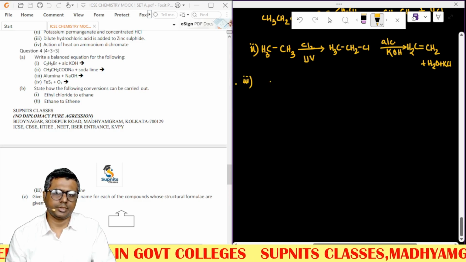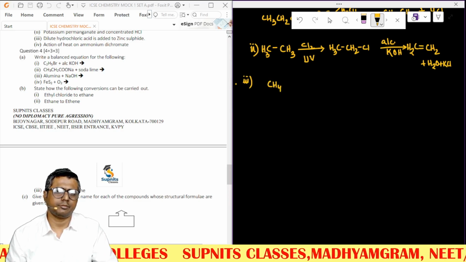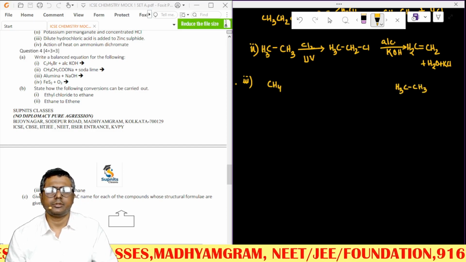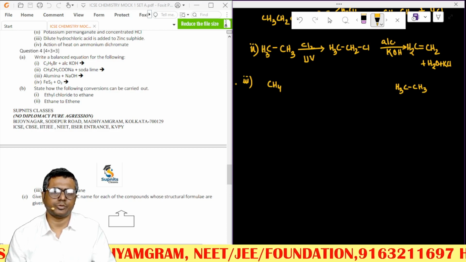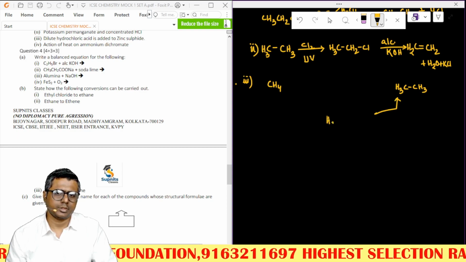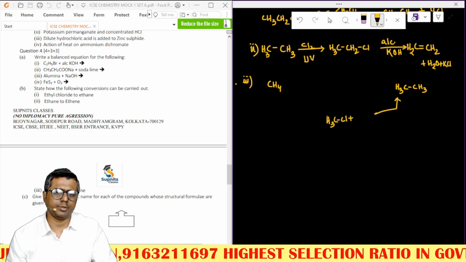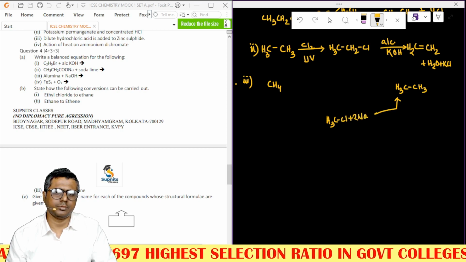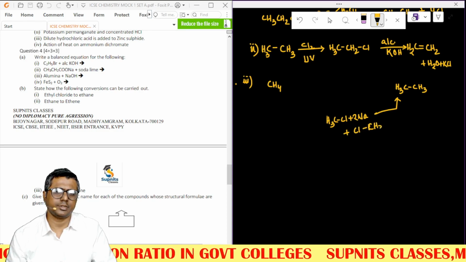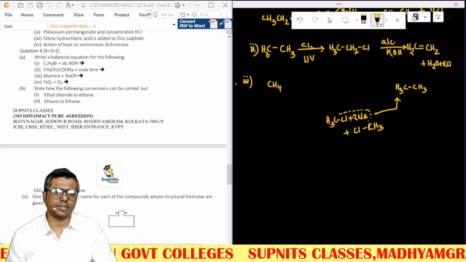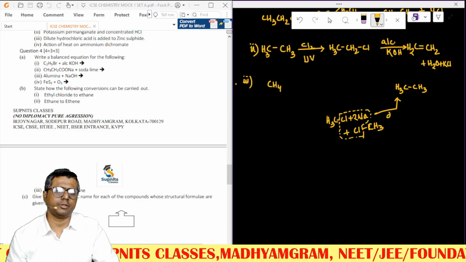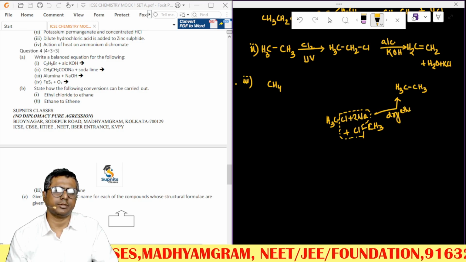Methane to ethane. What is methane? Methane is this one. What is ethane? Ethane is this one. So how will you go up to this? So somehow you have to increase one carbon. So can't you prepare this by this method? H3CCl plus 2Na plus ClCH3, the Wurtz reaction, in presence of dry ether, which is the solvent.